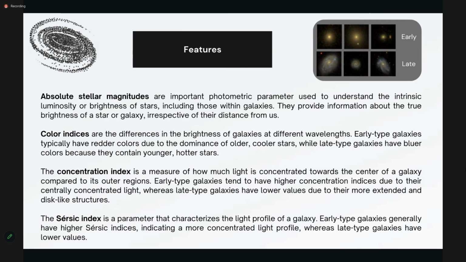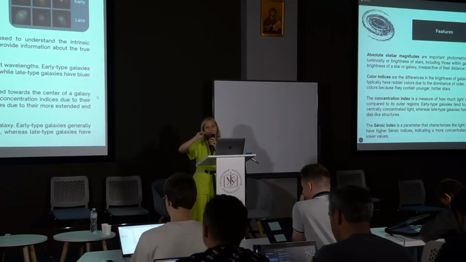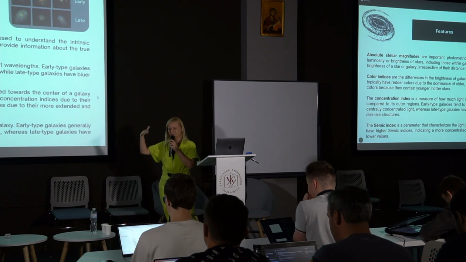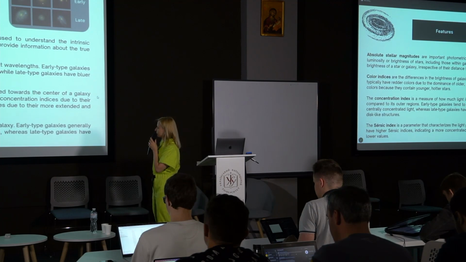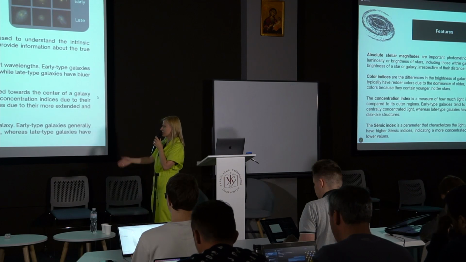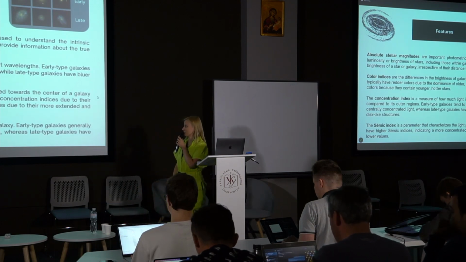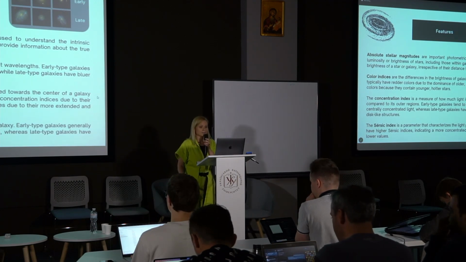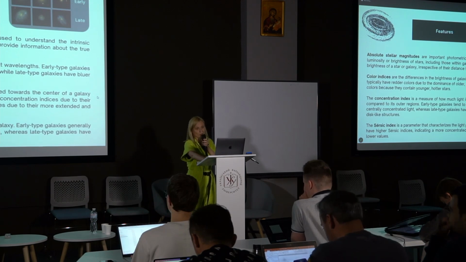Also, the concentration index to the center. It measures how much the light brightness decreases from the center toward the periphery. And the Sersic index is a parameter which characterizes the light profile of the galaxy. In early type, this parameter is generally higher. In the late type, it is lower.